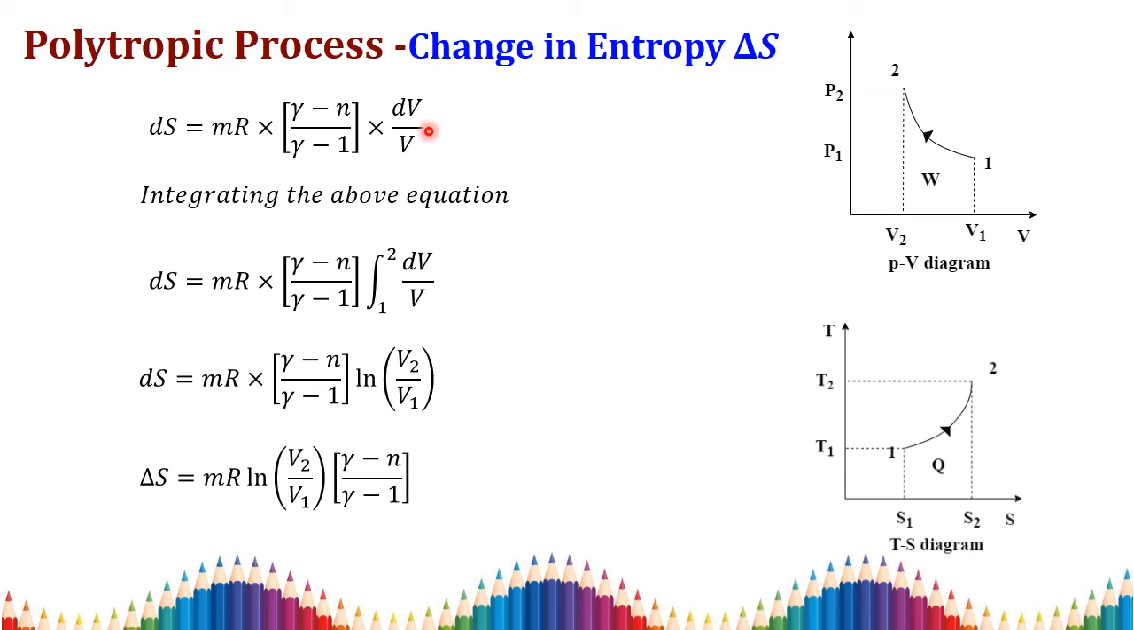Then you integrate the above equation, you will get mR into gamma minus n by gamma minus 1. These all terms are constant. Then the integral from 1 to 2 of dV by V. The integral of 1 by V into dV is ln V. You substitute the upper limit minus the lower limit, that is ln V2 minus ln V1. That can be written as ln of V2 by V1. So dS is equal to mR ln V2 by V1 into gamma minus n by gamma minus 1. So this is the equation for change in entropy in the polytropic process.